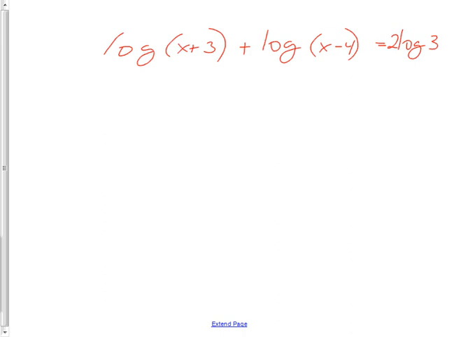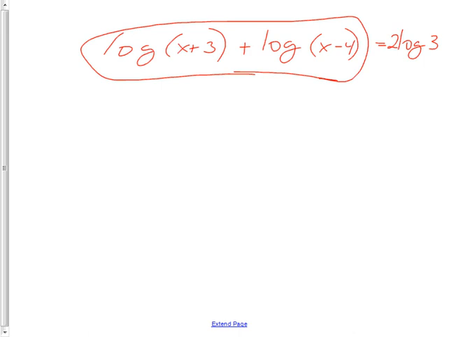Okay, so your first step, anytime you're solving and you can condense something, you should condense it. If you can simplify it, you should simplify it. So condensing this part would be log of x plus 3 times x minus 4. And over here we have that 2 that can come up as the exponent, so that'll be log of 3 squared. 3 squared, I know that one, that's 9.